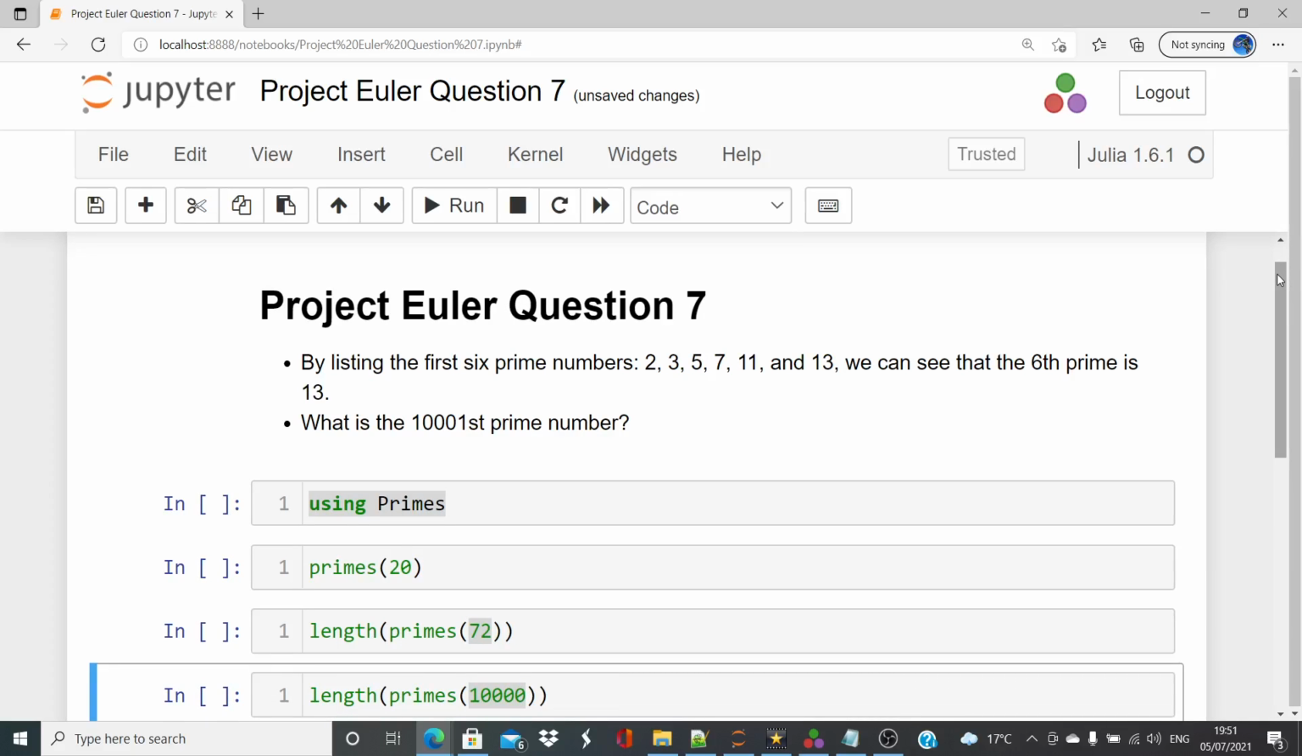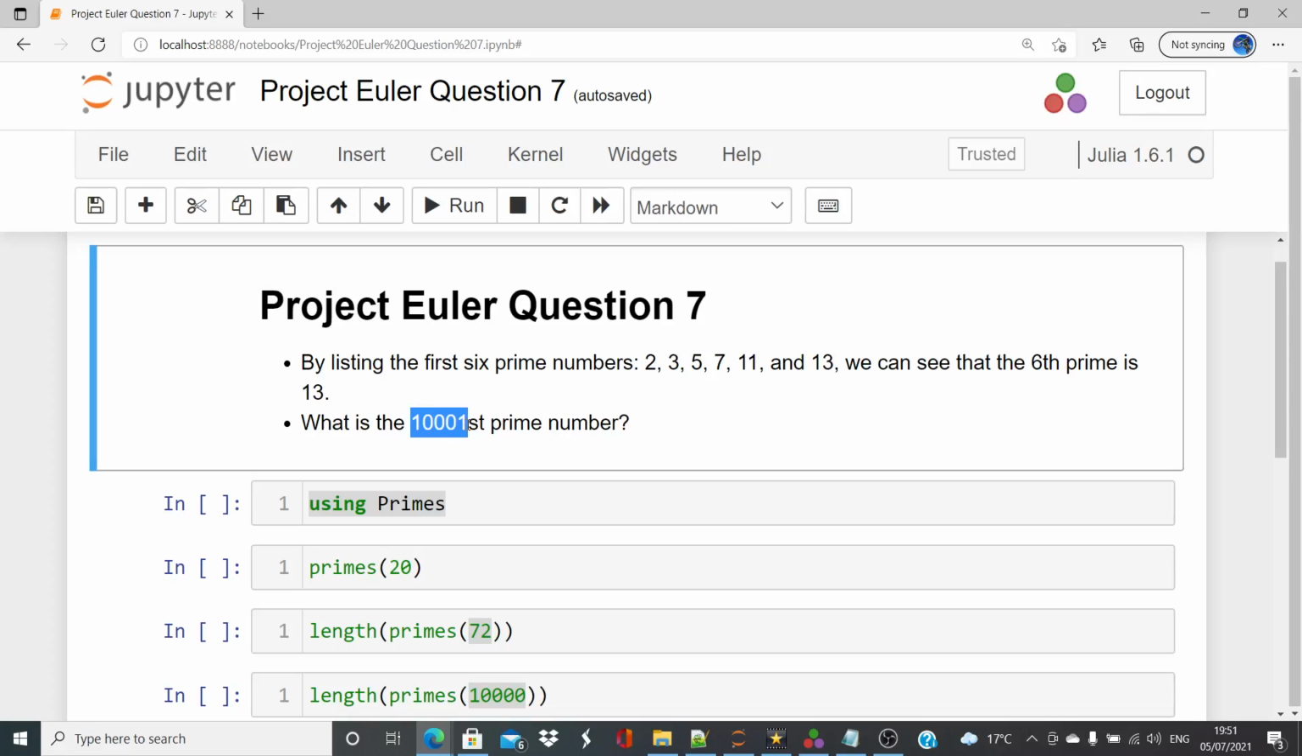So question seven is, by listing the first six prime numbers, 2, 3, 5, 7, 11, and 13, we see that the sixth prime number is 13. What is the 10,001st prime number? Okay, so there's no way really of telling how many numbers we would need or how big this number is going to be. So let's just look at what we have to work with here.